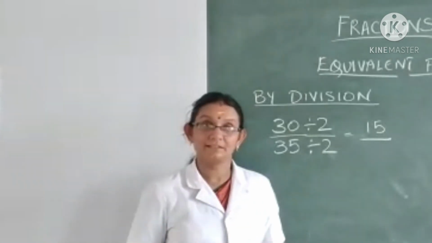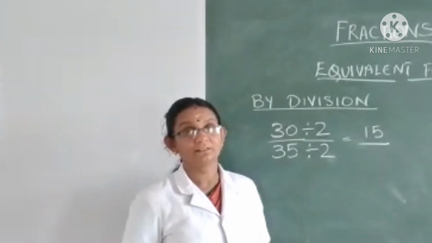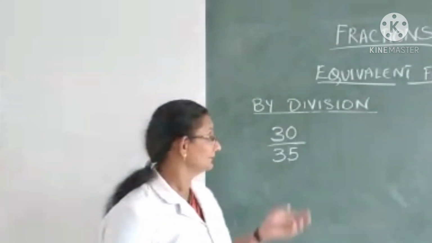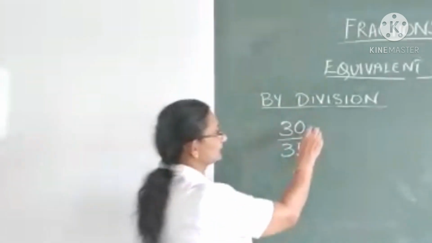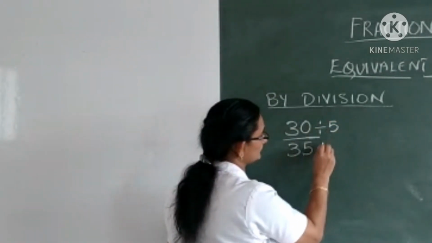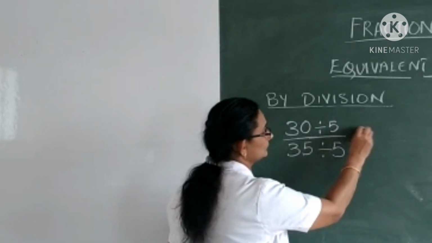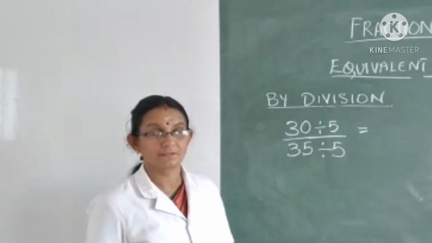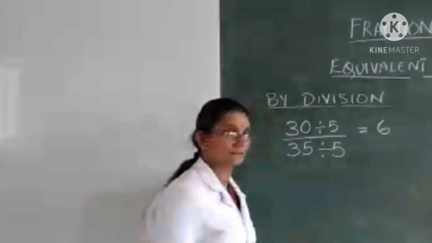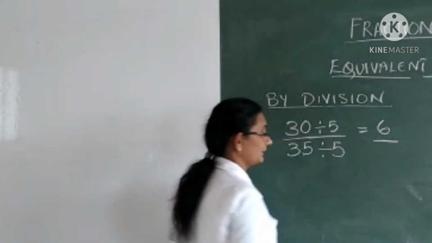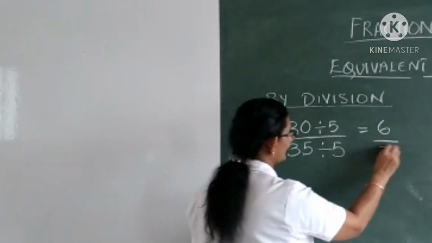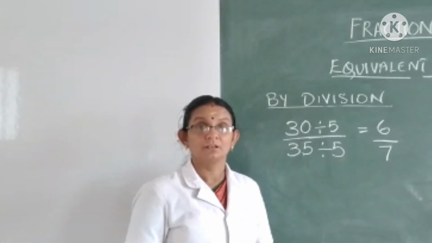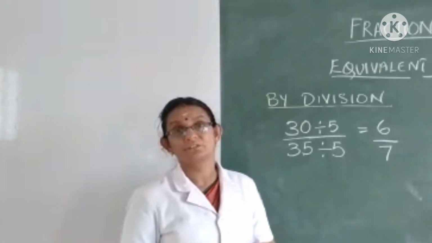So now let us find another number by which we can divide the fraction 30 by 35. So now let me divide the fraction by 5 in the numerator as well as denominator. Okay, now what is 30 divided by 5? You know 30 is divisible by 5, isn't it? So this is equal to 6. And 35 divided by 5 is equal to 7. So this is how we find the equivalent fraction of a given fraction by the division method.